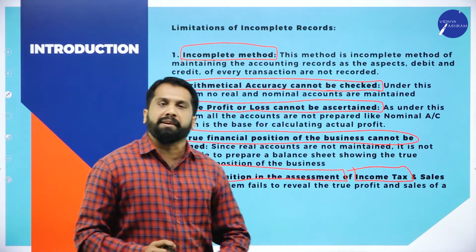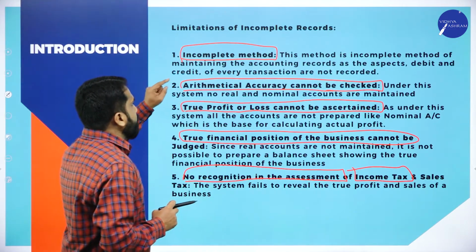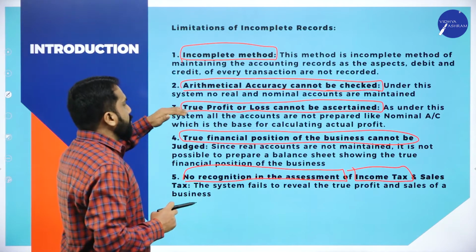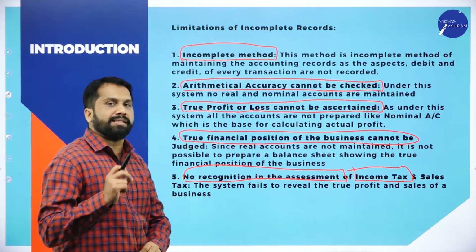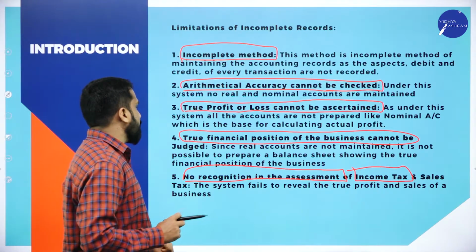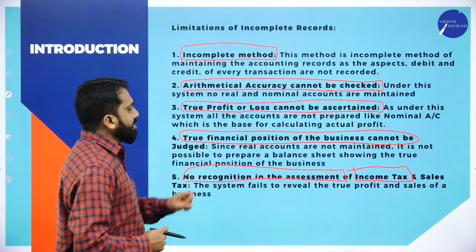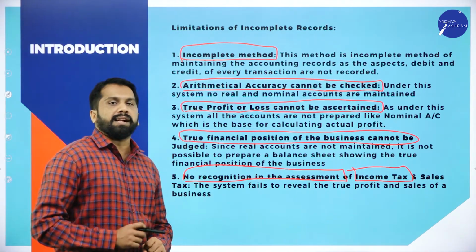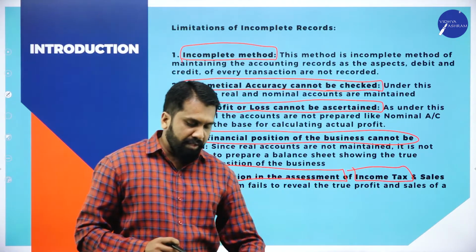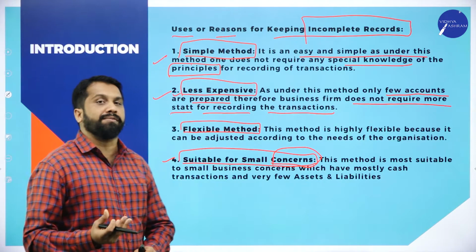Explanations are not required. Just remember the headings. First one, incomplete method, arithmetical accuracy, true profit and loss cannot be ascertained, true financial position of the business cannot be judged, and the last part, no recognition in the assessment of income tax. Please take a screenshot of this. I'll give you this one also. So this is to take a screenshot of advantages.